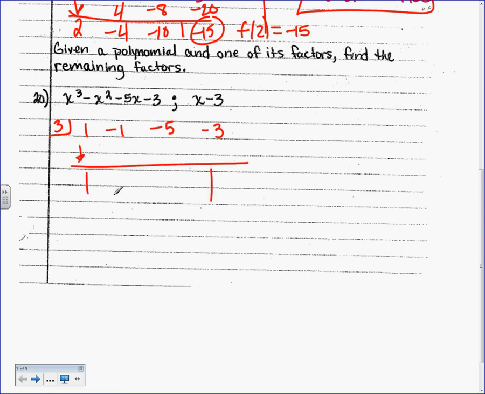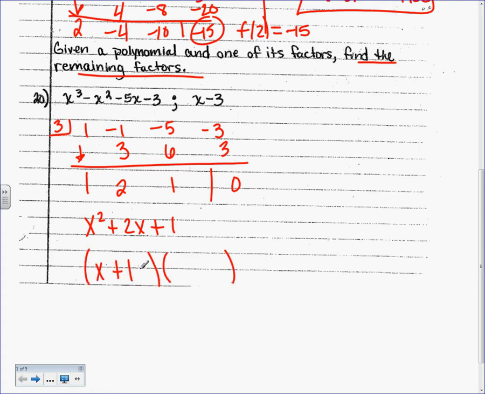Bring down the 1, multiply. 3, add. 2, multiply. 6, add. 1, multiply. Add. 0. Did it do what they said it was supposed to do? Yeah, 0 remainder, right? So how do I write that? X squared plus 2x plus 1. Before today, that would be done. We just divided by that thing. Today, they said, find the remaining factors. What that means is factor your answer. That's all. So how does that factor? It's a perfect square trinomial. X plus 1, x plus 1. That's your final, I'm done answer.